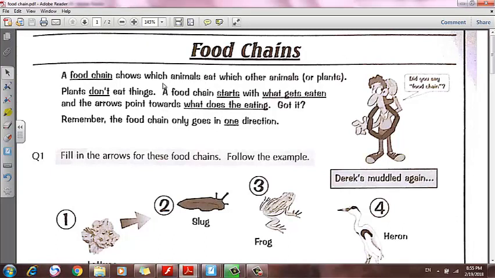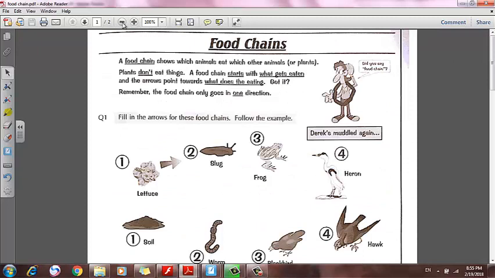A food chain shows which animal eats which other animal or plant. Plants don't eat things. A food chain starts with what gets eaten, and the arrows point toward what does the eating.